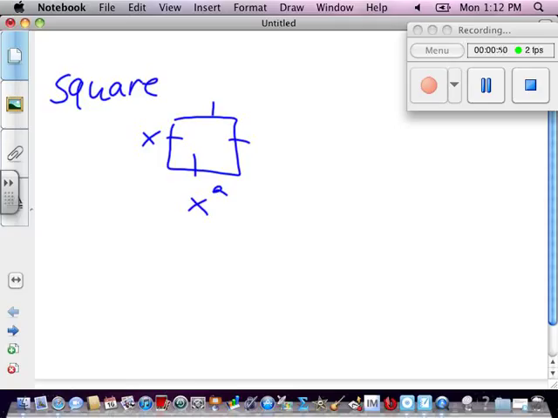Area congruence postulate: if two polygons are congruent, then their areas are equal. Area addition postulate: the area of a region is the sum of the areas of its non-overlapping parts. For example, if I have something like this, and then I have this triangle on the end, and they meet up completely with no overlapping parts, I can take the area of this, let's call it x, and this, y, and the area of the whole thing would be x plus y, right?